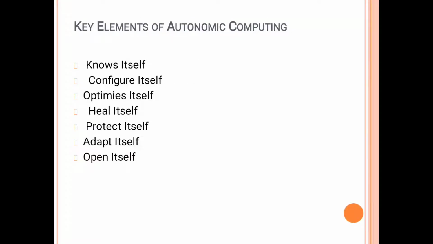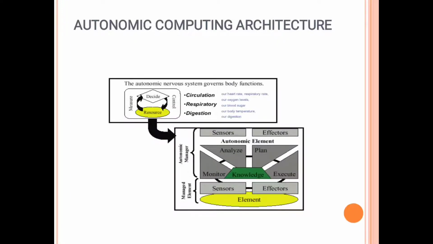Then, key elements of autonomic computing: know itself, configure itself, optimize itself, heal itself, protect itself, adapt itself, open itself. Then, this is the autonomic computing architecture.